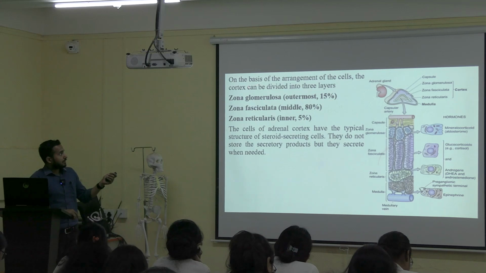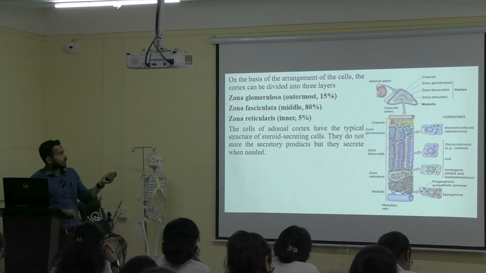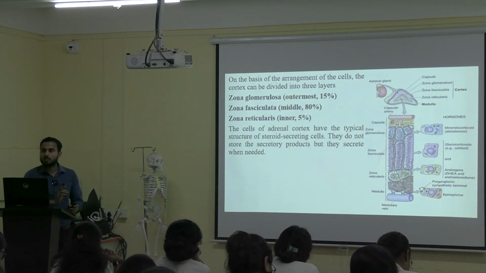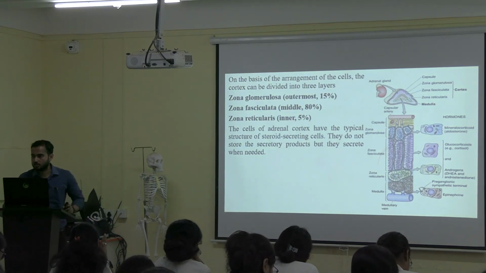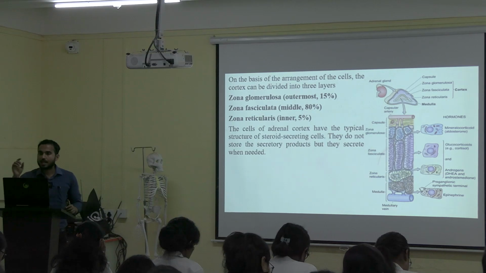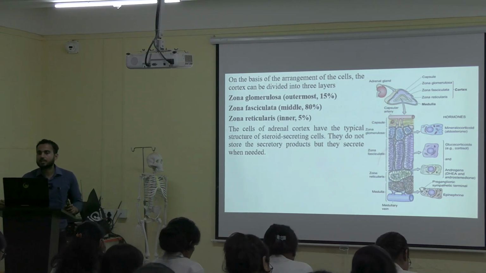Next, on the basis of the arrangement of the cells, the cortex can be divided into three layers, or you can see three zones. How is it divided? Based on the arrangement of the cells. The cortex has different types of cells. What are the functions of those cells? To produce different types of hormones. Depending on how they are arranged, the zones are divided.